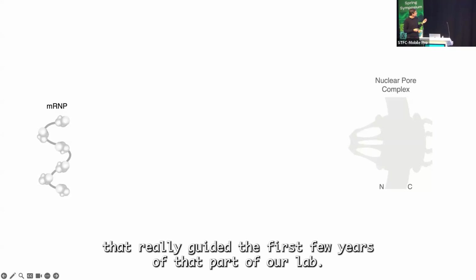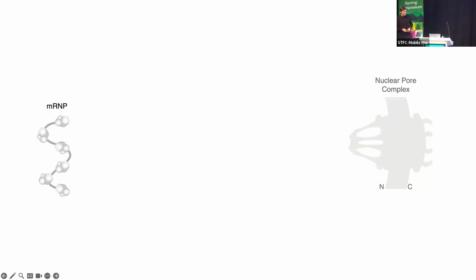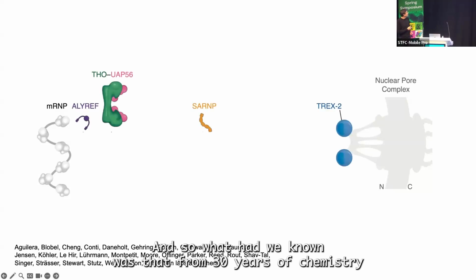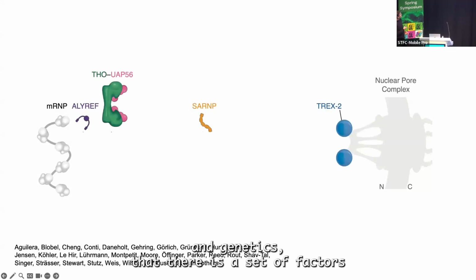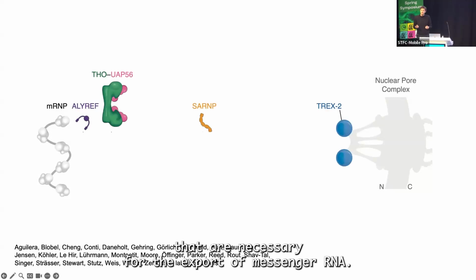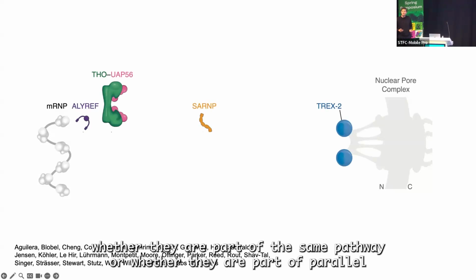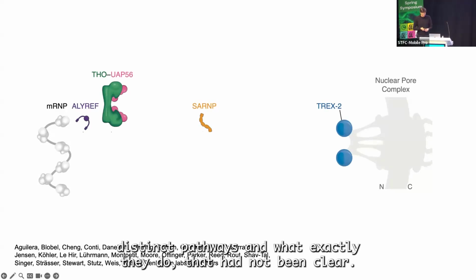That is the question that really guided the first few years of that part of our lab. What we had known from 30 years of biochemistry and genetics was that there is a set of factors that are conserved from yeast to humans that are necessary for the export of messenger RNA. However, the precise molecular activities of these factors, whether they are part of the same pathway or part of parallel distinct pathways, and what exactly they do, had not been clear.